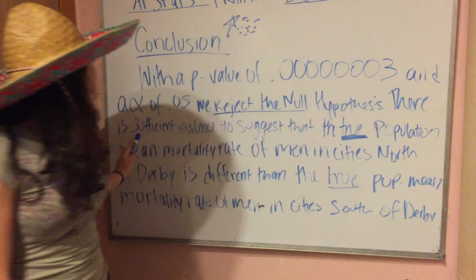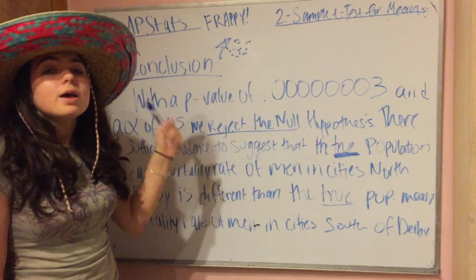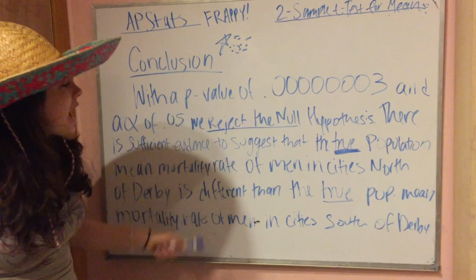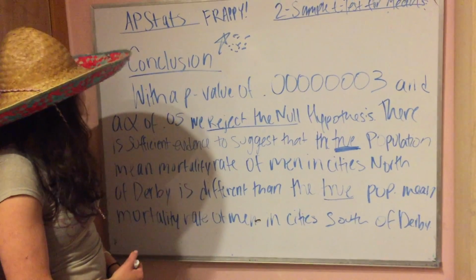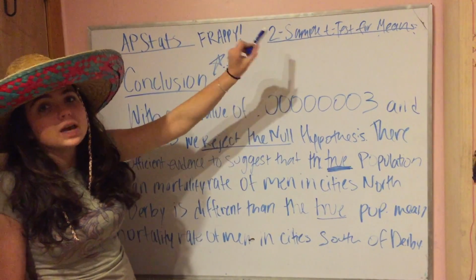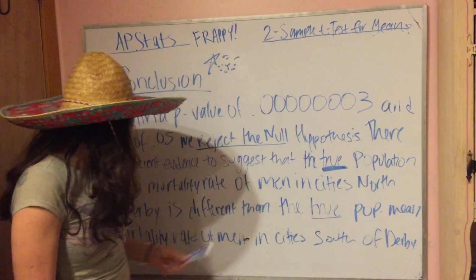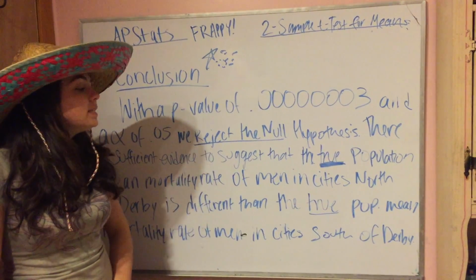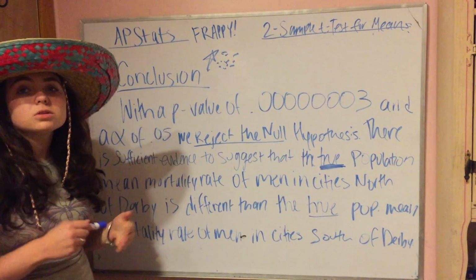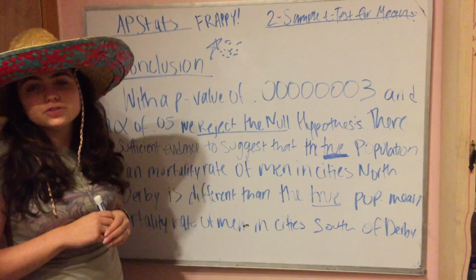There is sufficient evidence to suggest that the true, make sure you put true, population mean mortality rate of men in cities north of Derby is different, because our alternate was that they are not equal, than the true population mean mortality rate of men in cities south of Derby. This is almost the same for every single conclusion you do for a 2-sample t-test for means.